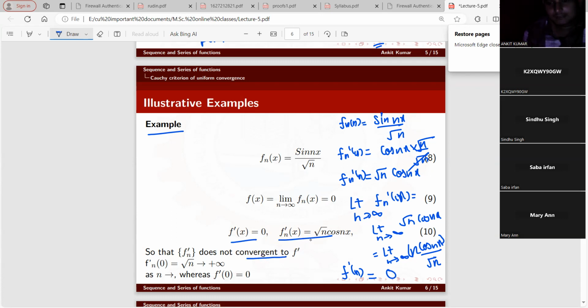Now fn dash x does not converge to f. Fn dash x does not converge to f.